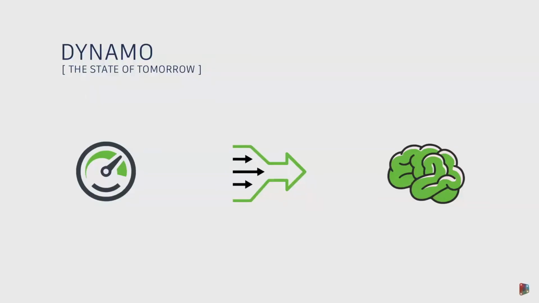And then we finally come to Dynamo, the state of tomorrow. So this is the work that we're planning and targeting to start working on early next year. And this is once again around performance. This is going to be a recurring theme. We want to make Dynamo scale.